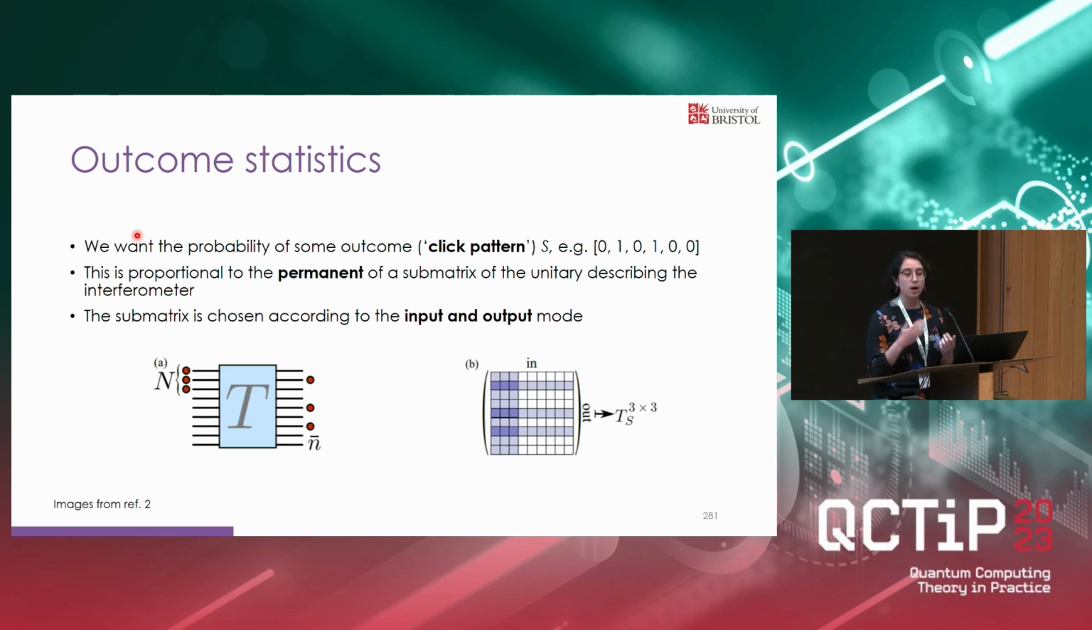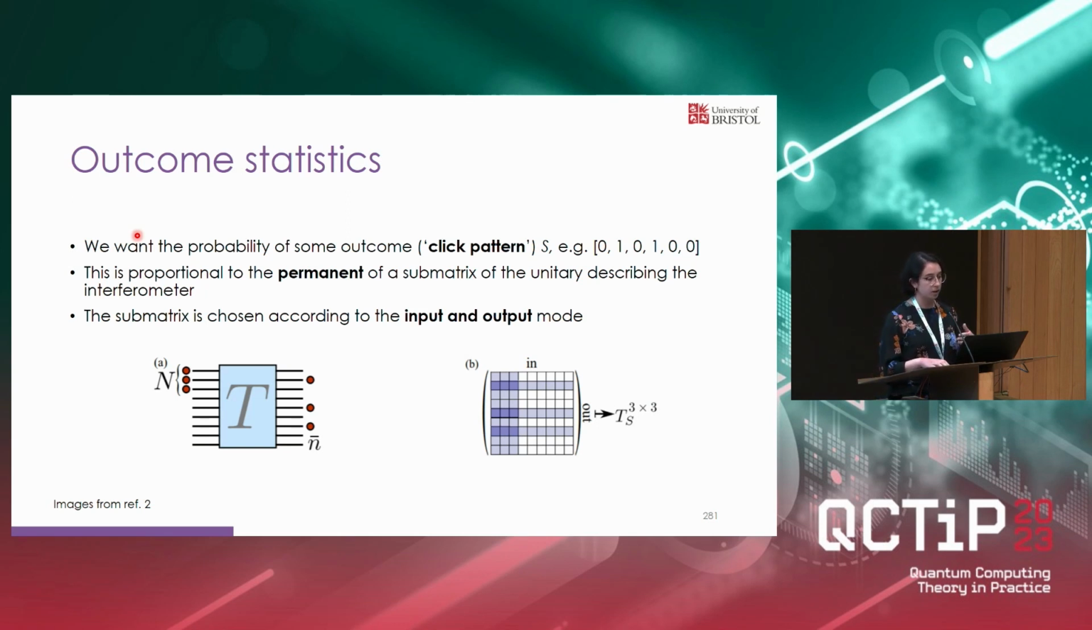Then we take the permanent of that submatrix, which is a function like the determinant, but without the plus and minus signs. And this is going to tell us our probabilities of our different output patterns. So this permanent is the bit that's difficult for a classical computer to calculate.